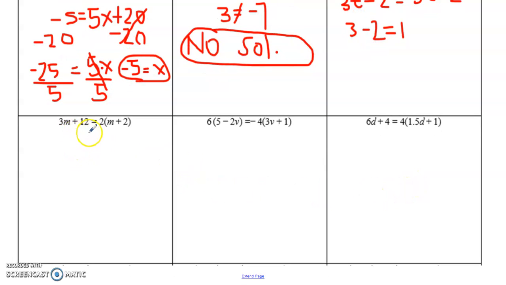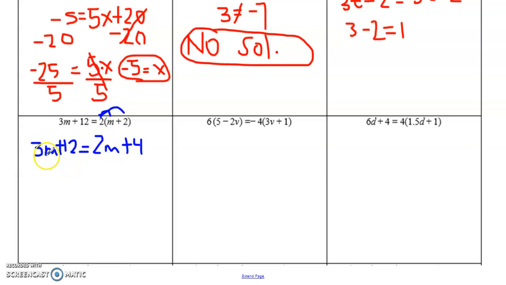Alright, 3m plus 12 equals 2 times m plus 2. First thing is we need to get rid of our parentheses, so we are going to distribute. 2 times m is 2m. 2 times 2 is positive 4. And then bring down everything else. 3m plus 12.